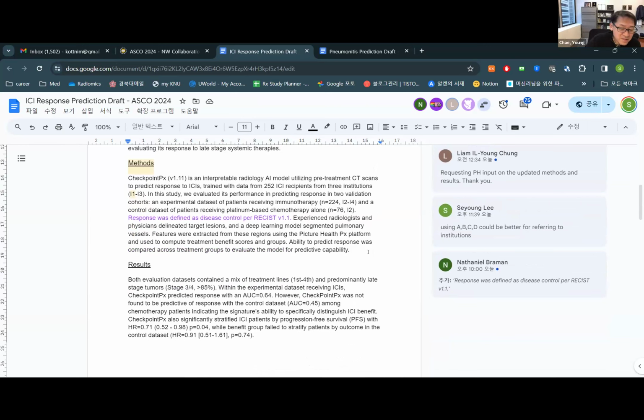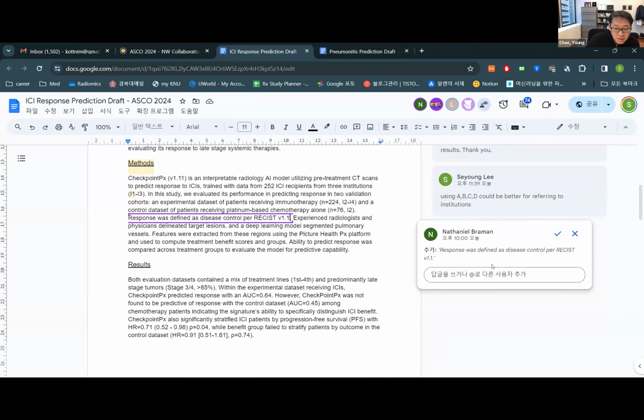The response was defined as disease control per RECIST. That's very interesting, because now what it says is you're calling stable disease a response, correct? I'll have to double check on that with Nate, but yeah, I'll double check that stable disease. But let's look at the result.